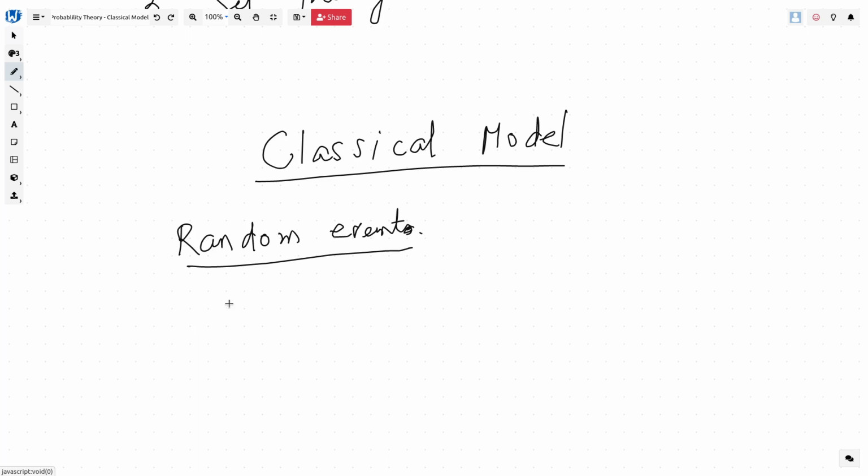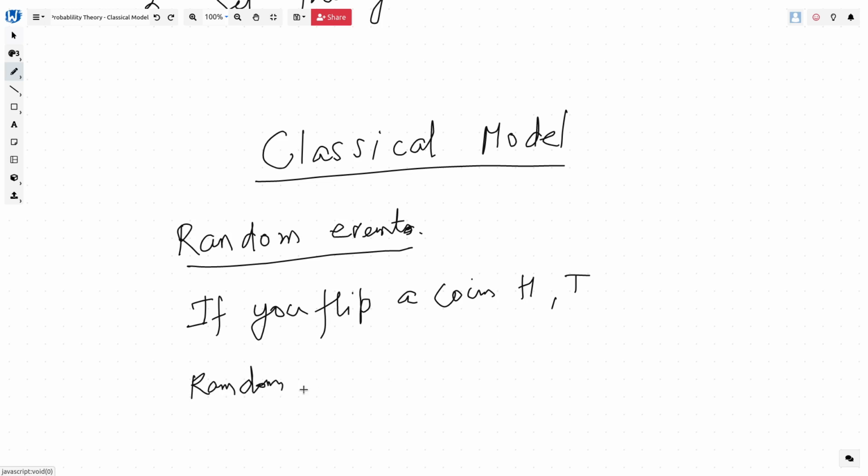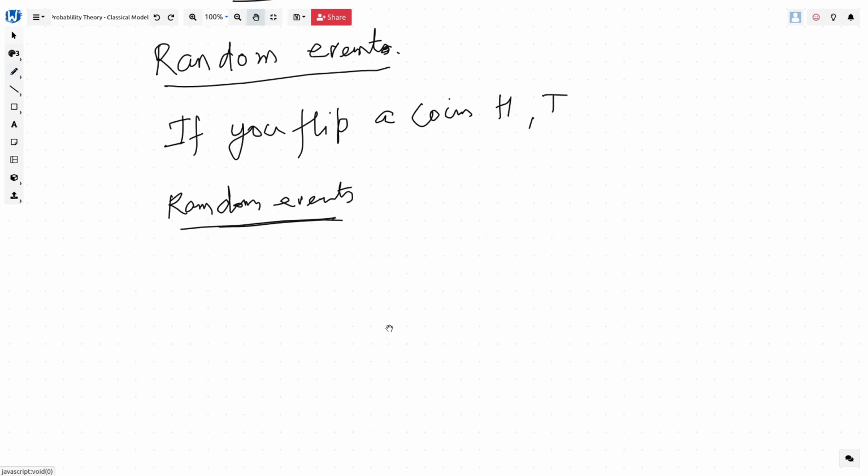So for example, if you flip a coin, you don't know whether head will come or tail will come, right? So this is an event. Flipping a coin is an event where you don't know the outcome. These kinds of events where you don't know the outcome are called random events, right? I'll give you a few more examples of random events so that you understand it, where the outcome of the event or experiment is not known.